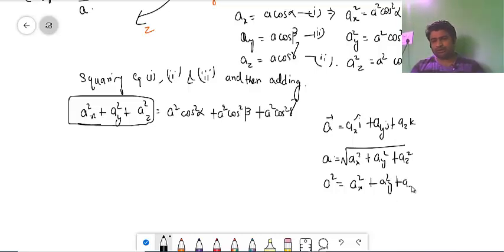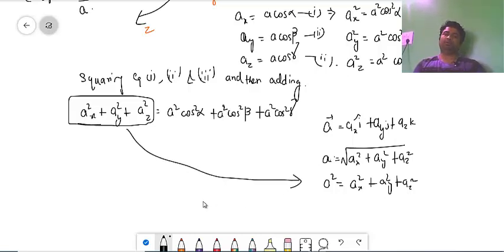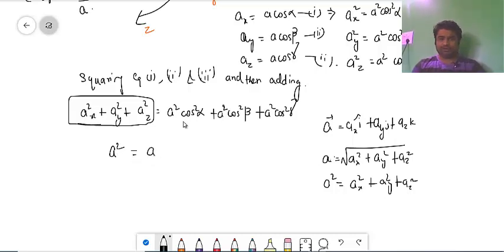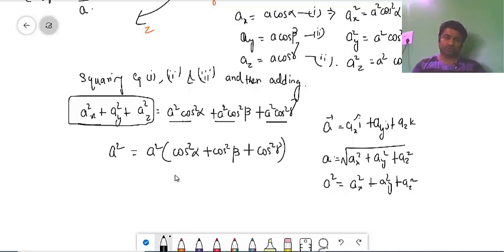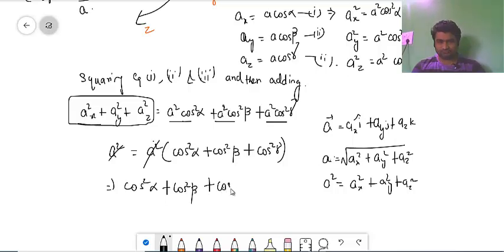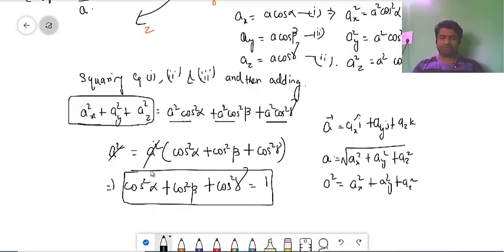plus ay square plus az square, squaring both sides. I have done the squaring. So instead of this one, can I write this one? Simply let us write. And can I take a square common from everyone? So a square cancels out. So ultimately what we are getting? So this is one important relation.